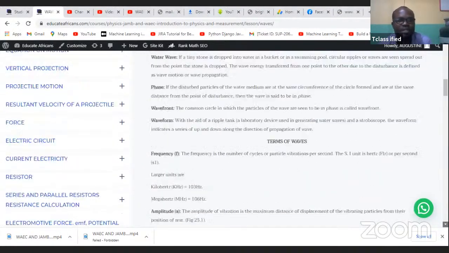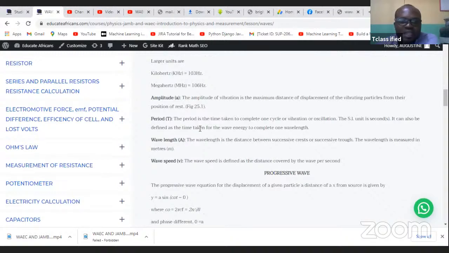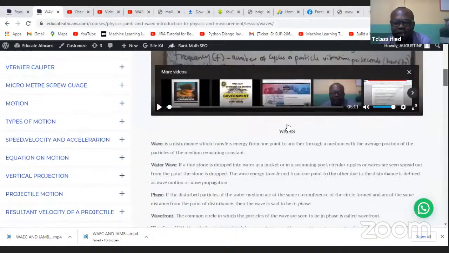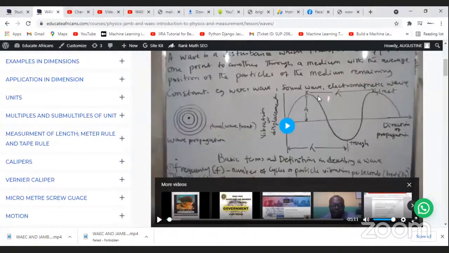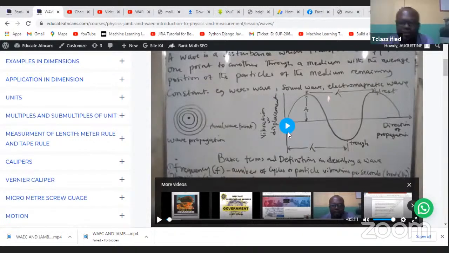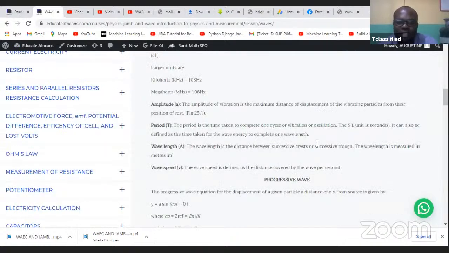Okay, let's keep going. Now we'll talk about period. The period is the time taken to complete one cycle of vibration or oscillation. I told you a complete cycle is from here, up here, down here, then up here. This is half a circle, this is another half a circle, so two half circles give you one circle. The time it takes to complete that is known as the period. Take note, the SI unit is seconds.